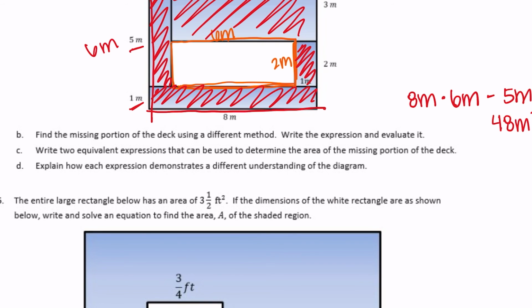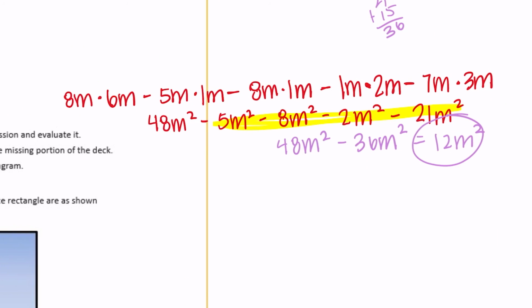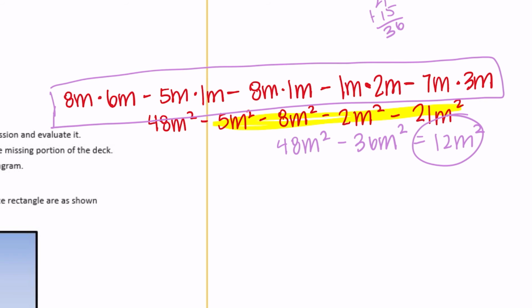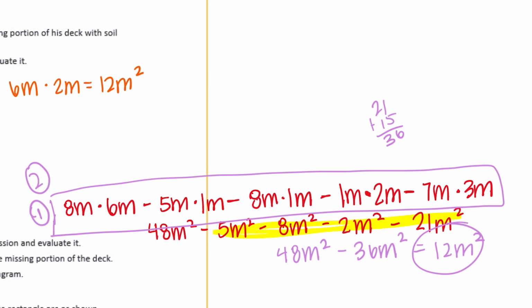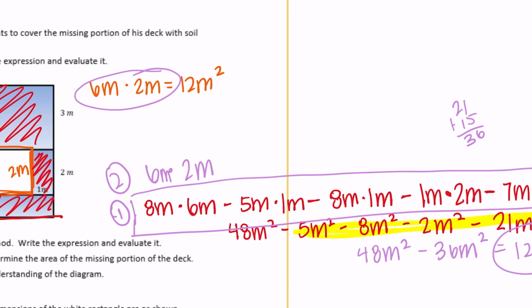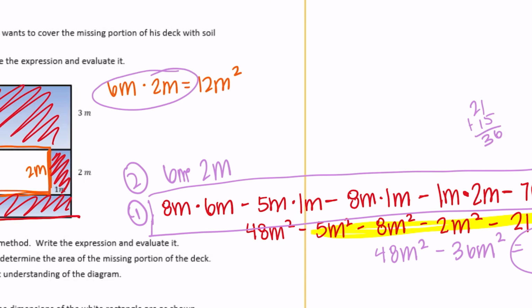C, write 2 equivalent expressions that can be used to determine the area of the missing portion of the deck. So, right, we already did that. So write this. So there's one. Another one was just this, 6 meters times 2 meters. So there are 2 equivalent expressions that'll get you the same answer.